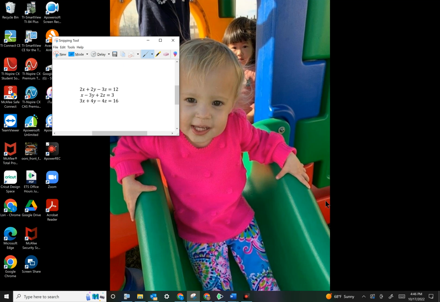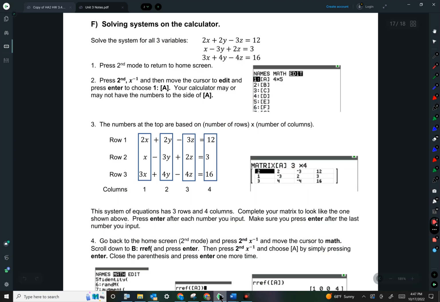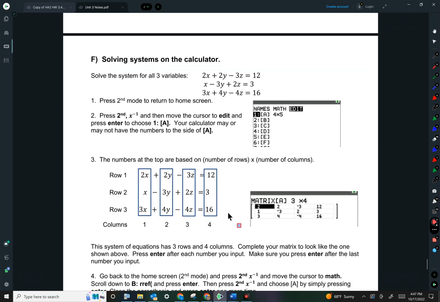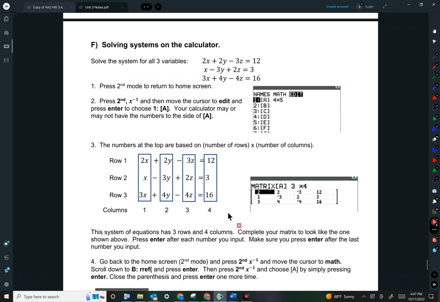So this video is hopefully going to explain how to do systems of equations using your TI-84 calculator. So this is a page in the notes, the Algebra 2 notes. It's actually page 57. You don't necessarily need this page, but this kind of gives a description.